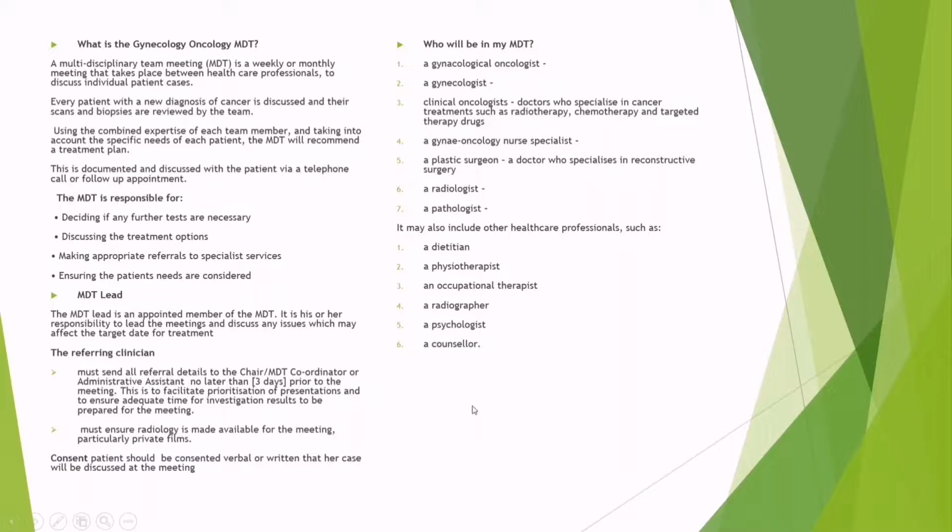Also, this referring clinician should ensure that the radiology is made available for the meeting, including the ultrasound, the CT scan, the MRI, especially the private ones. We should have consent from the patient, either verbal or written consent, and the patient should know that her case will be discussed through the meeting.